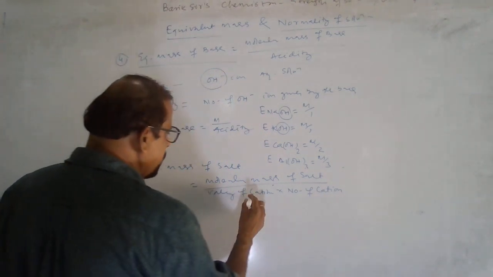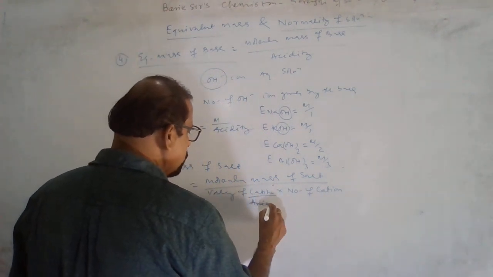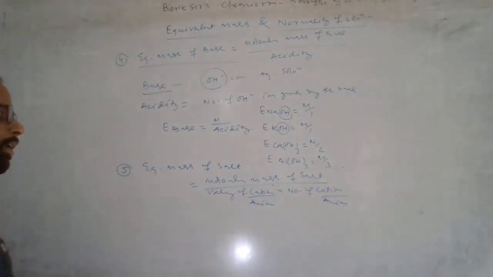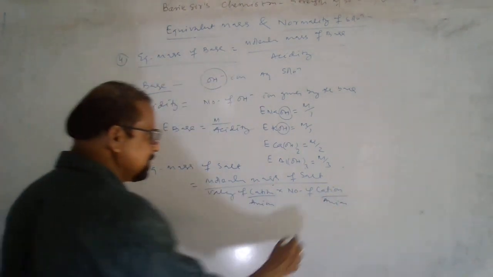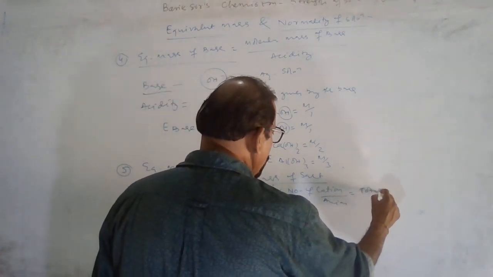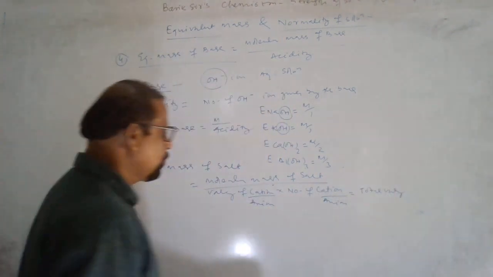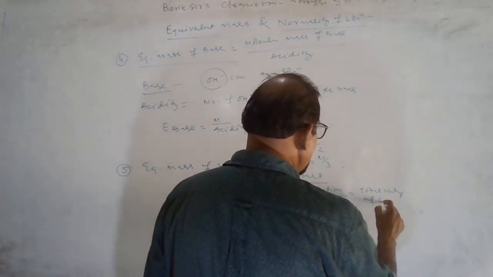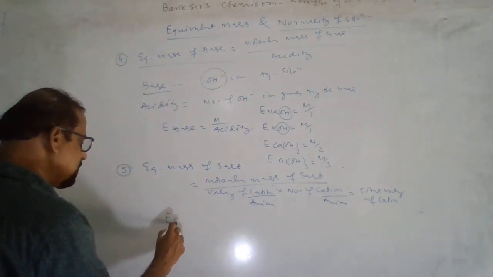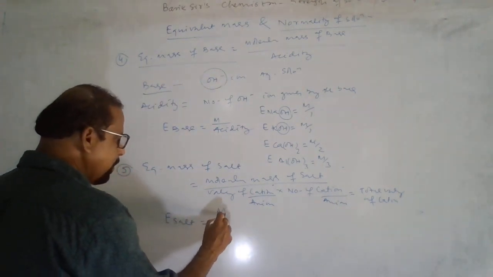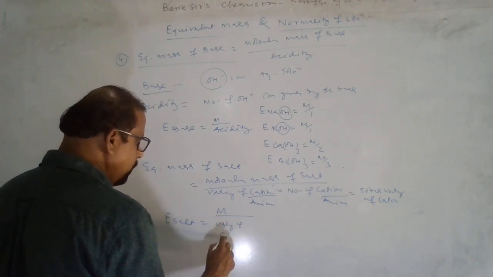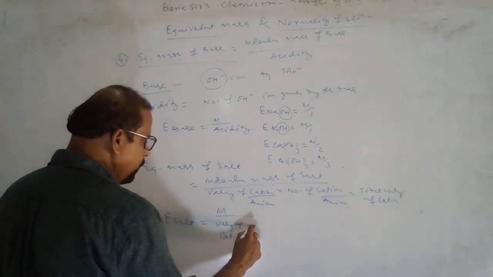It is not only the cation; the valency of the anion also, because these two parameters will be given. Valency of the anion into number of anions. This is also called the total valency. So to understand the equivalent mass of salt, it is the molecular mass by the valency of cation into number of cation.